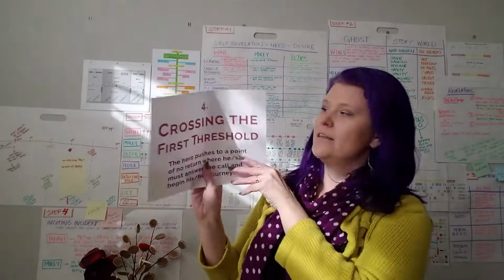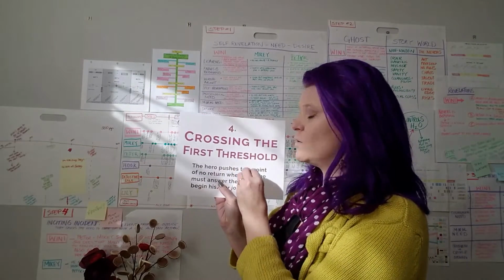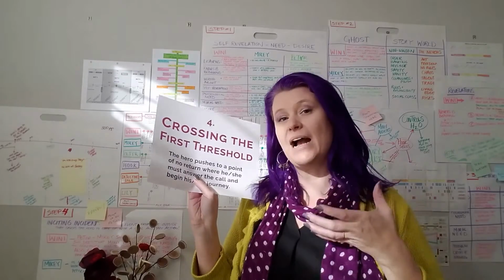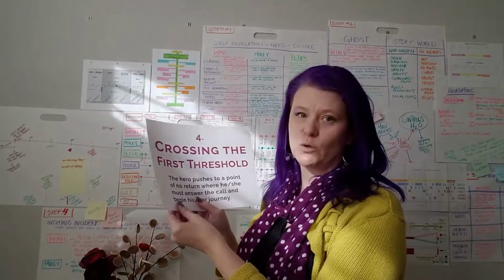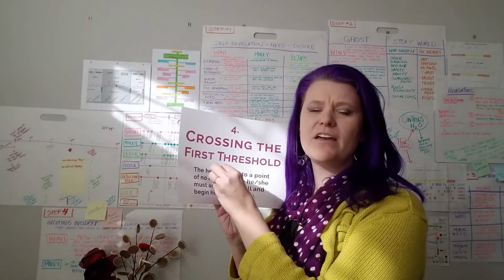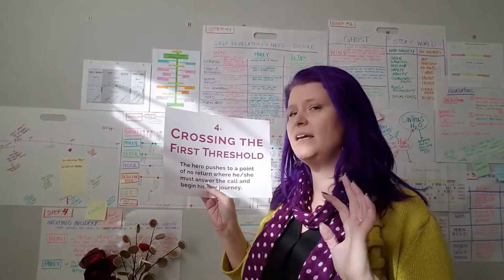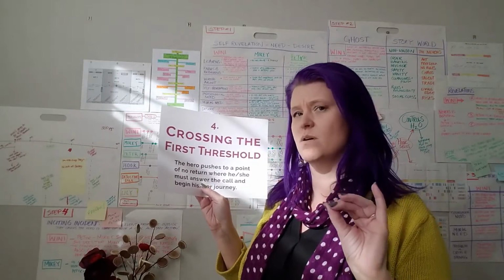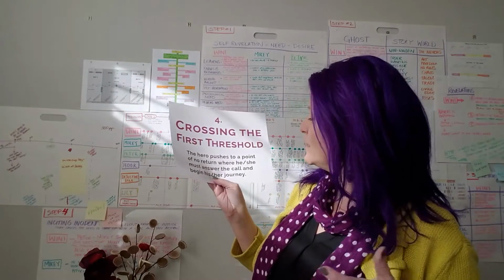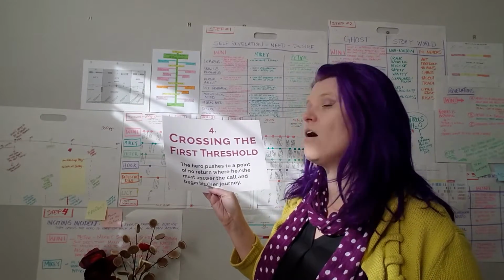4. This is crossing the first threshold. This is the story structure beat that moves us from Act 1 into Act 2. So they've been refusing the call, your main character, and this is something that ups the stakes, changes the situation, and really says, nope, you cannot ignore this anymore. So the hero pushes to a point of no return, where he or she must answer the call and begin their journey.